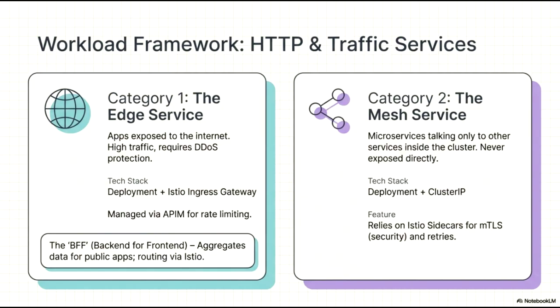A common example here is the BFF, or backend for frontend, which aggregates data for public-facing apps and handles routing through Istio. Category 2 is the mesh service. These represent internal microservices that only communicate with other services within the cluster and are never directly exposed to external traffic. Their stack consists of deployments and cluster IP services. A key feature of the mesh service is its reliance on Istio sidecars. This allows us to enforce mutual TLS for internal security and implement automatic retries to ensure service reliability across the mesh.